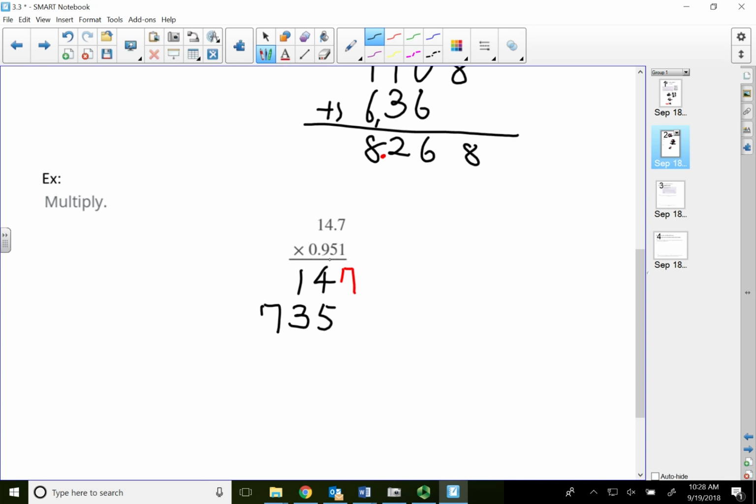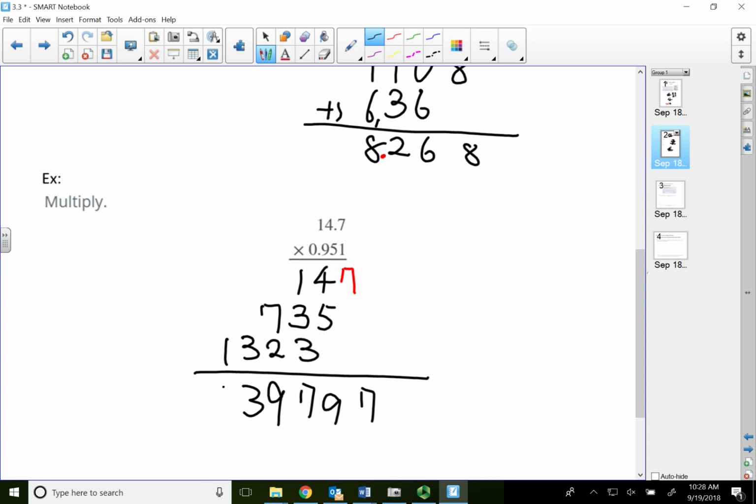All right, the 9. 9 times 7 is 63. Put it below the 3. It's like the hundreds place being multiplied. Carry 6. 9 times 4 is 36. 36 plus 6, 42. Carry 4. 9 times 1 is 9. Plus 4 is 13. So that juts out. So let's add them up. 9, 6, 7, 9, 3, and 1.